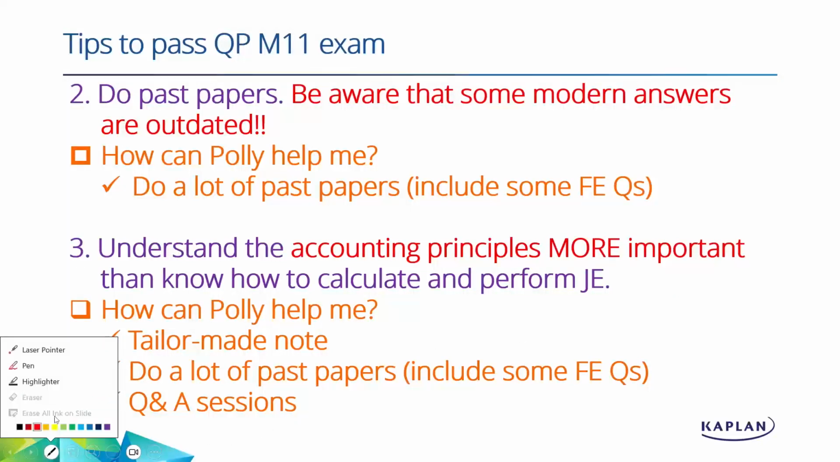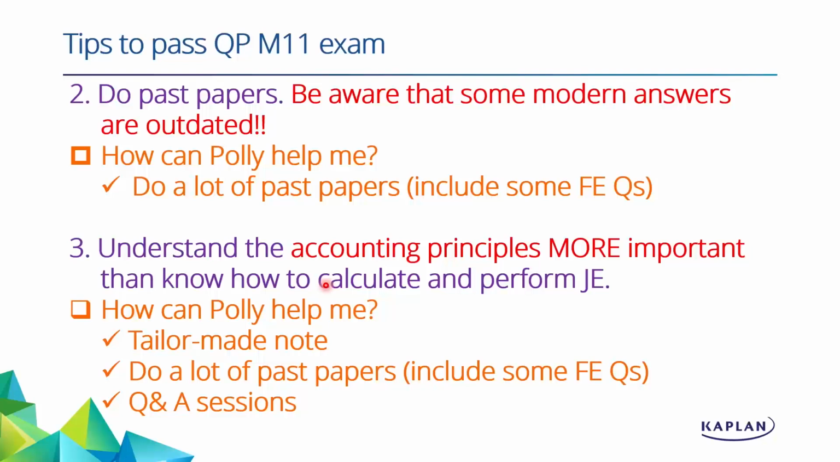And for the first thing for you to get a pass is that you need to understand the accounting principle. Understanding of accounting principle is more important than knowing how to calculate the figures and do some of the journal entries, because more marks will be allocated to conceptual questions. Less marks are allocated to calculation questions or asking you to do the journal entries. So you need to make sure that you understand the accounting principle, because it is very important.